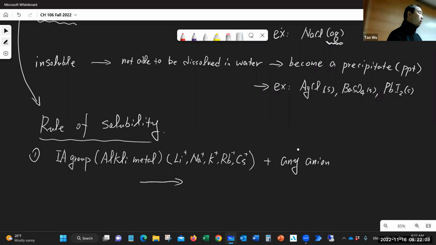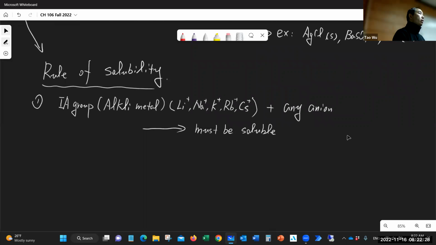We will reach a conclusion. This compound must be soluble, which means it will dissolve in the water. It doesn't matter what kind of anion is combined with the cation, they are all soluble. So if you see this rule, then generally you can exclude quite a lot of the compounds.